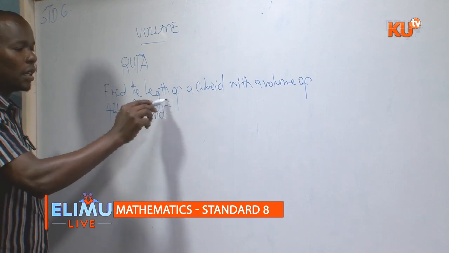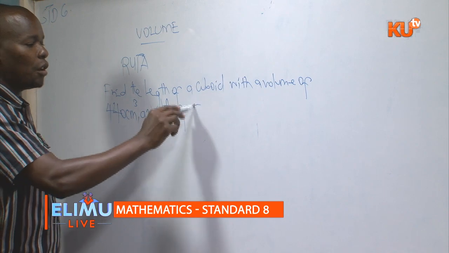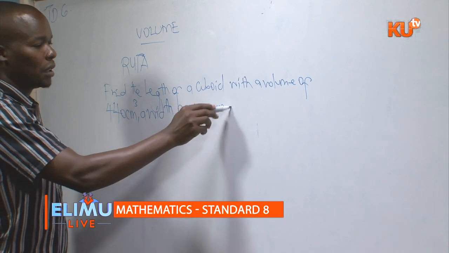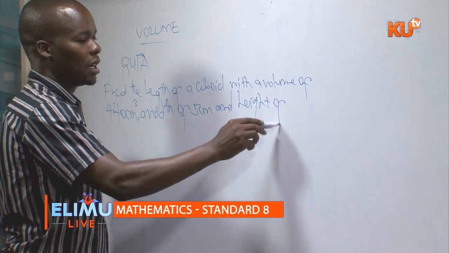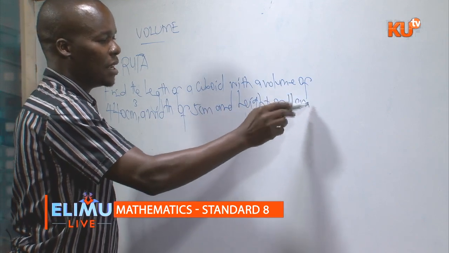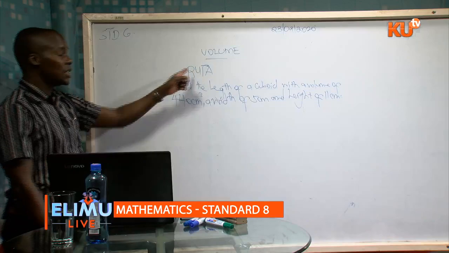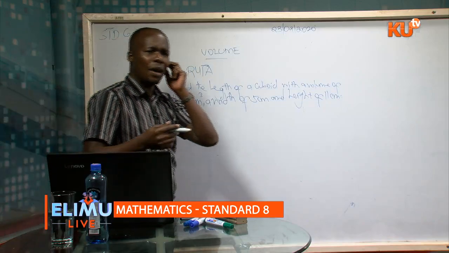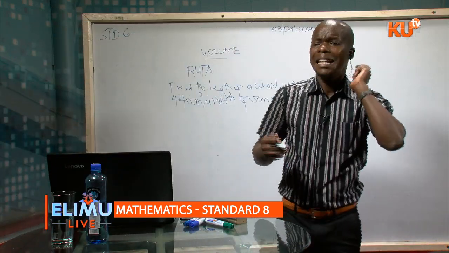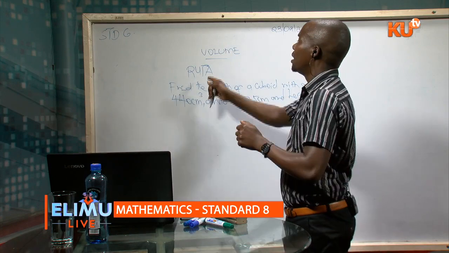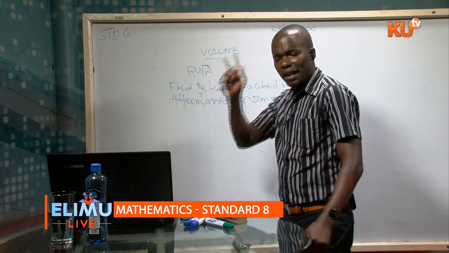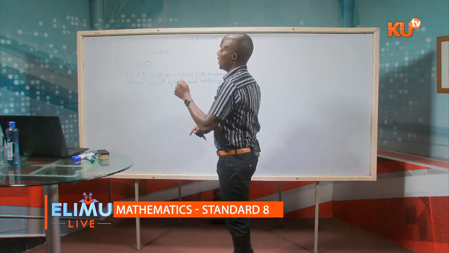A width of 5 and height of 11 centimeters. Now, let's use this one. We can use it for our own good, not only for now, but later. Any word math problem must be done this way: read, understand, think, then answer.